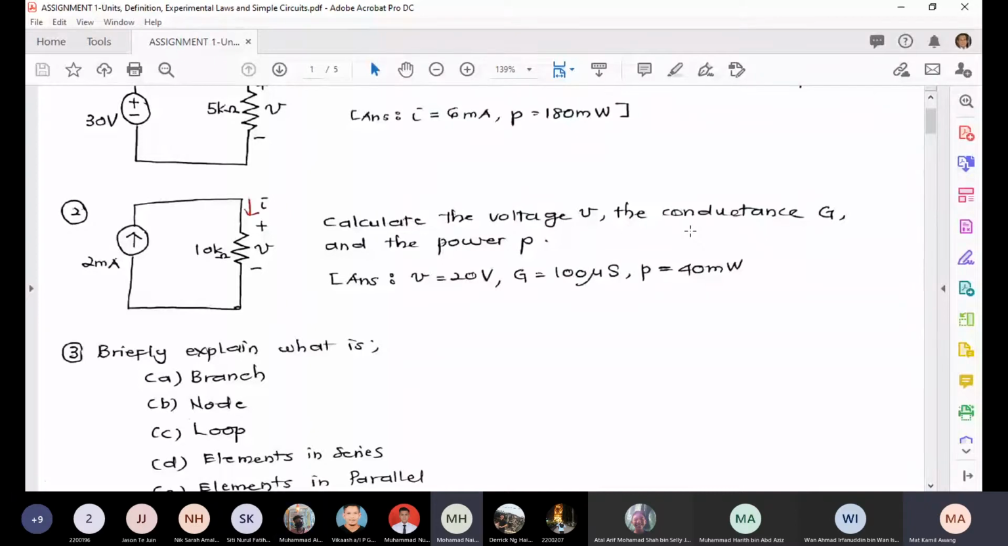So what is the voltage across the resistor? V equals IR. What is I in this case? 2 milliamps times R of 10K. So what? 20 volts. What is G? Conductance.